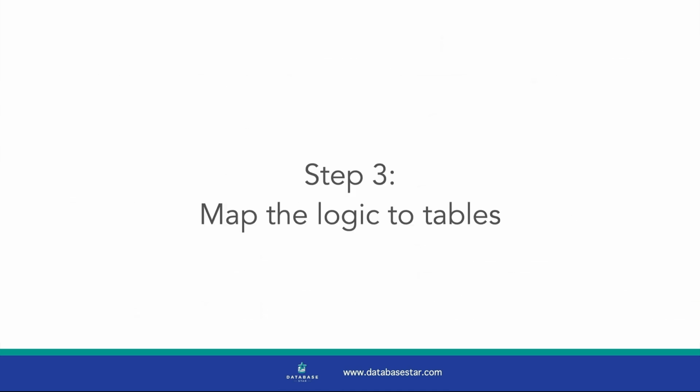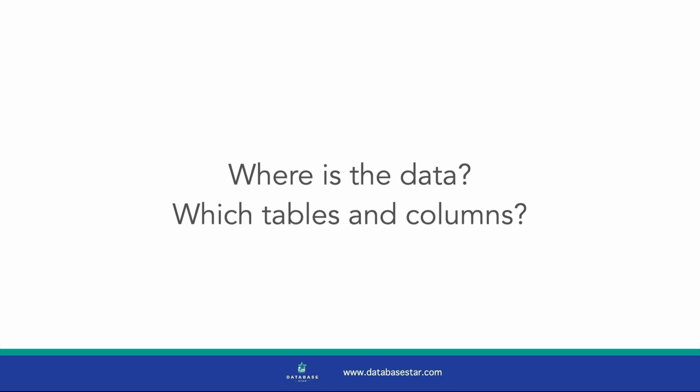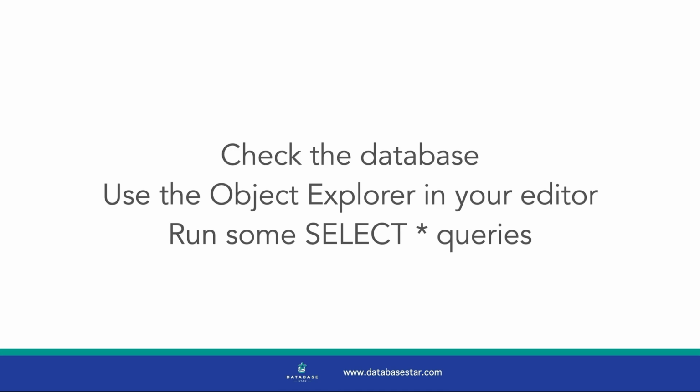The third step is to relate these steps to your actual database schema. To do this, identify the tables and fields you might need. Where is the data that is needed for these steps? What table is it in? Which columns may be needed? Then you'll need to understand the relationships between the tables, which are the primary keys and foreign keys involved. If you're not sure, check the database. Use the Object Explorer to find out the column names and keys. Run some simple select star queries to see what the data looks like.